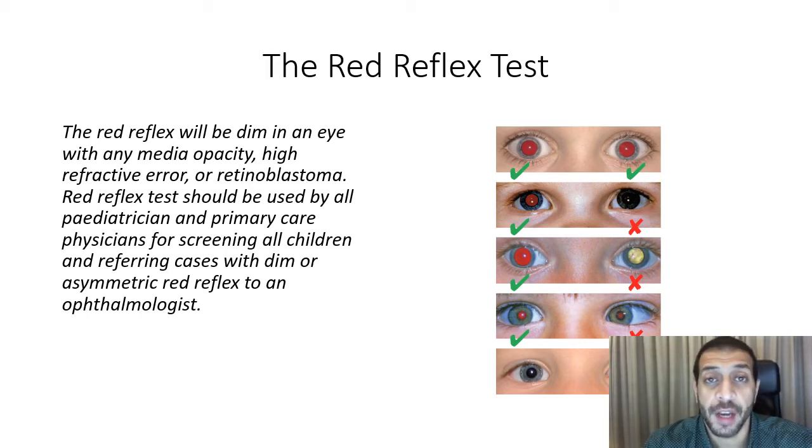Retinoblastoma is a life-threatening situation. Retinal detachment is a vision-threatening situation. So any child in whom you do a red reflex and you find asymmetry in the red reflex, you should refer the child immediately to an ophthalmologist to treat him early.